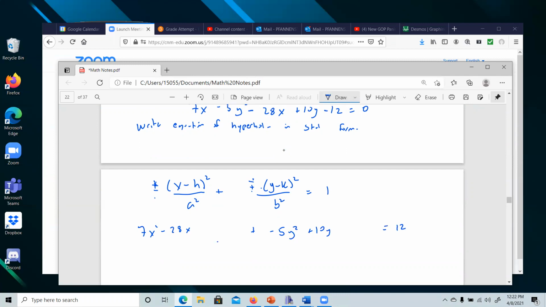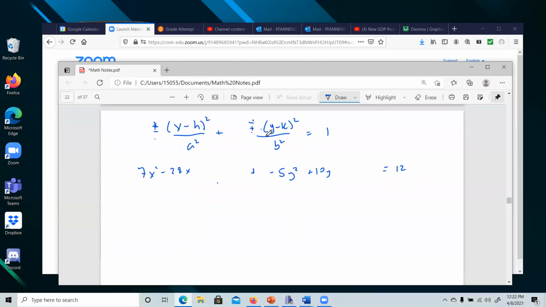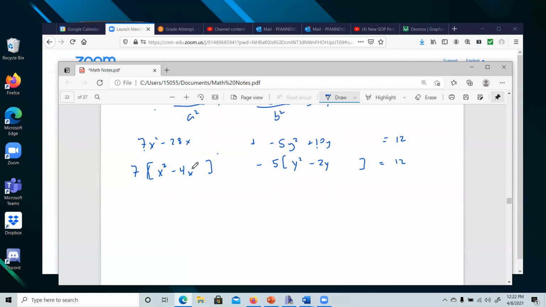I left some space because we have to complete the square twice. But the first part of completing the square is we have to have a coefficient of 1. So really what we need here is 7 times x squared minus 4x, minus 5, we're going to pull out the 5 here, times y squared minus 2y, don't forget the minus sign, it's equal to 12. Now we have to complete the square. This one, wow, they were really kind to us.